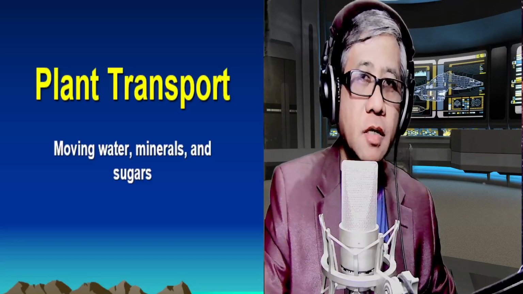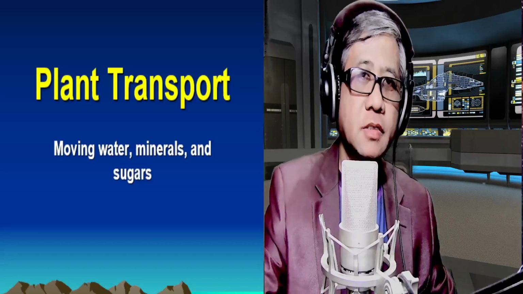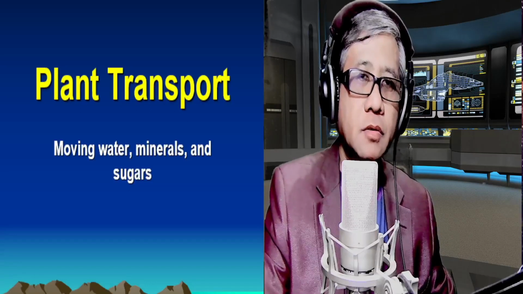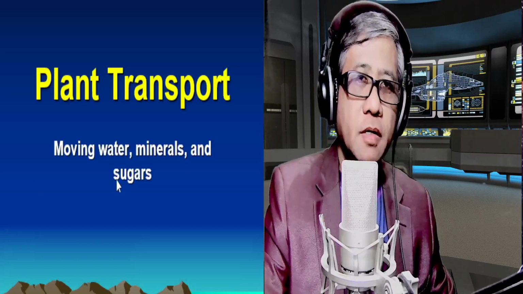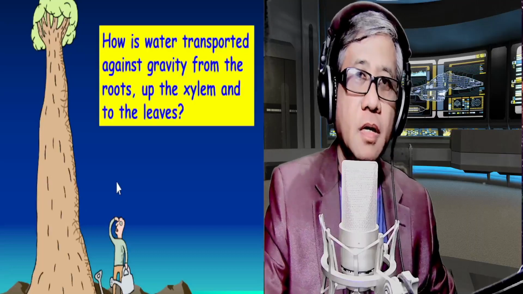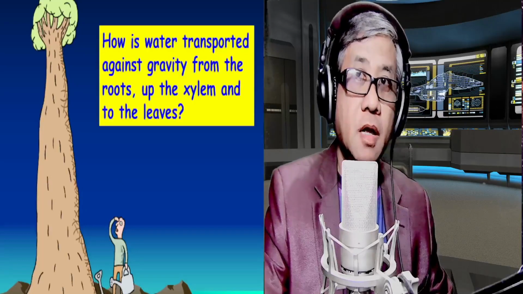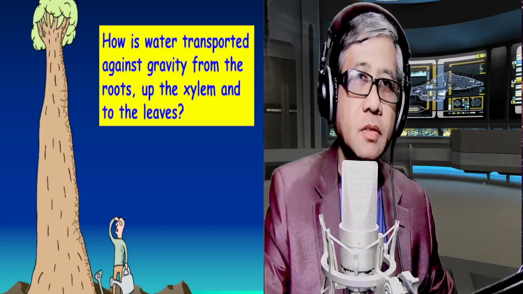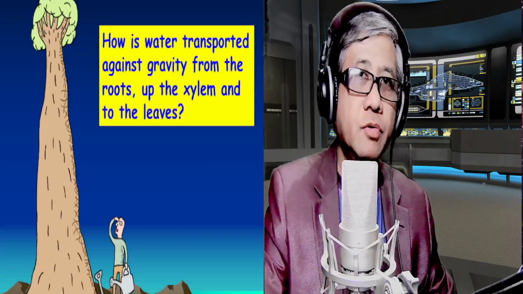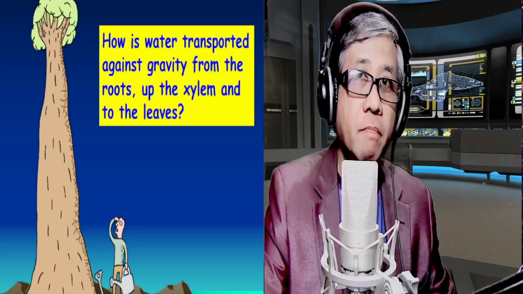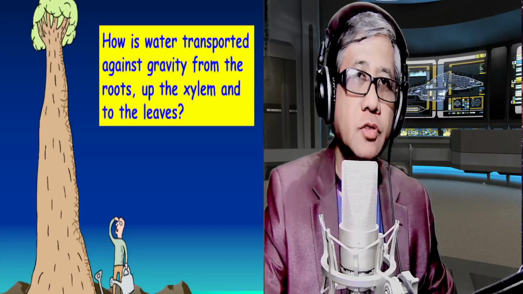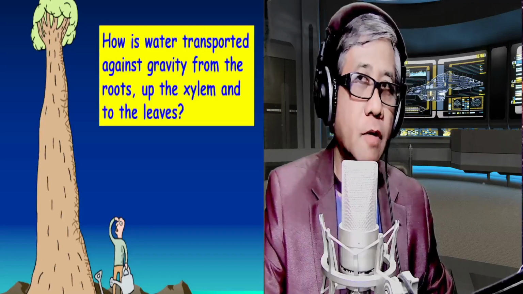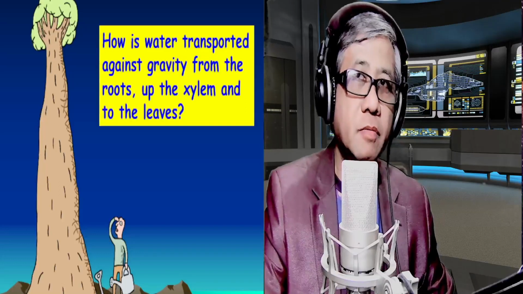So for today's lesson, we shall study how plants transport water, minerals, and sugar throughout the plant's body. We have to take note that plants don't have any pumping organ, unlike animals. So the question now is, how is water transported against the pull of gravity without any pumping system or circulatory system? How is water transported against the pull of gravity from the roots up the xylem of the stem and to the leaves of plants?